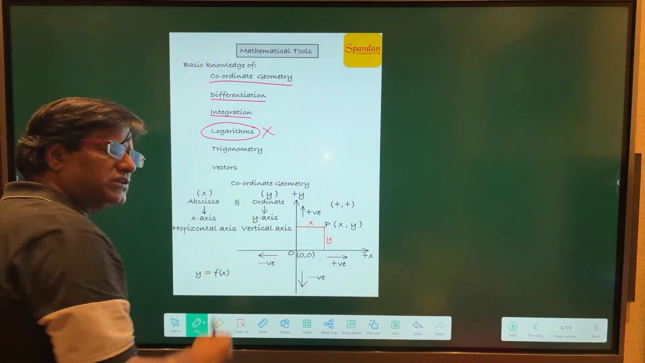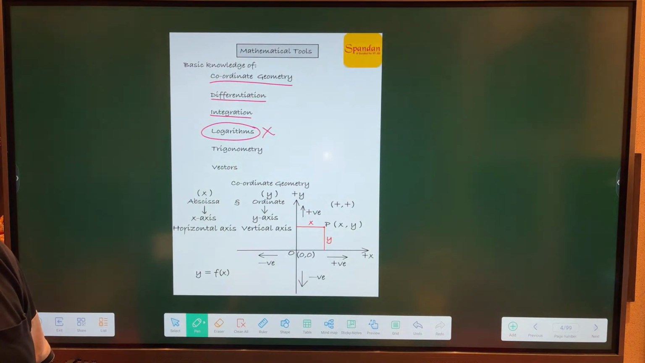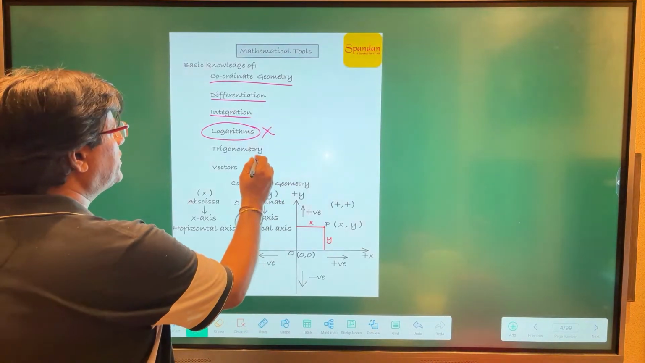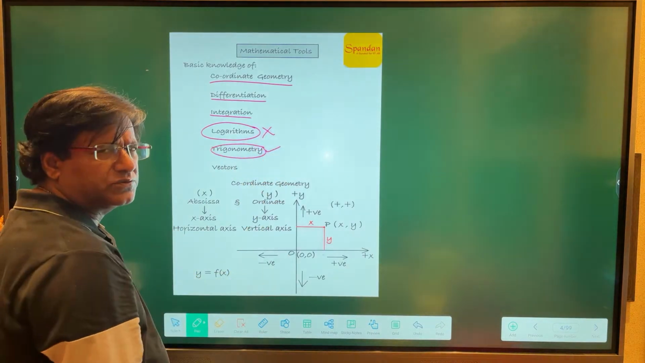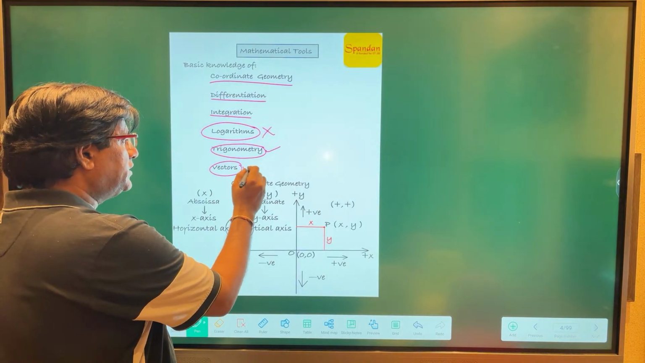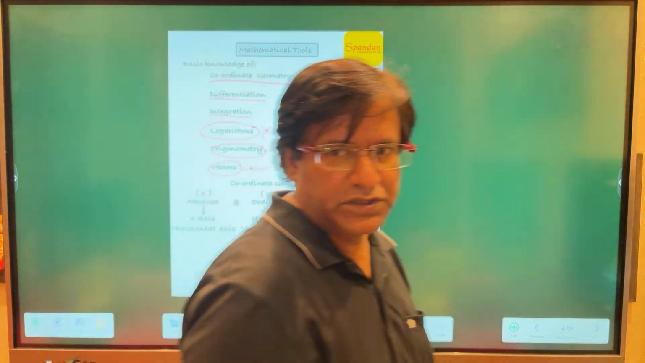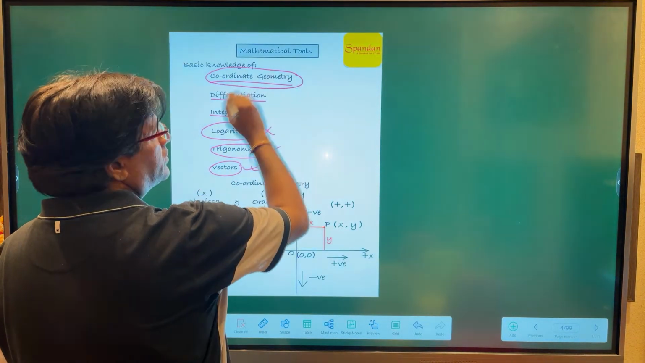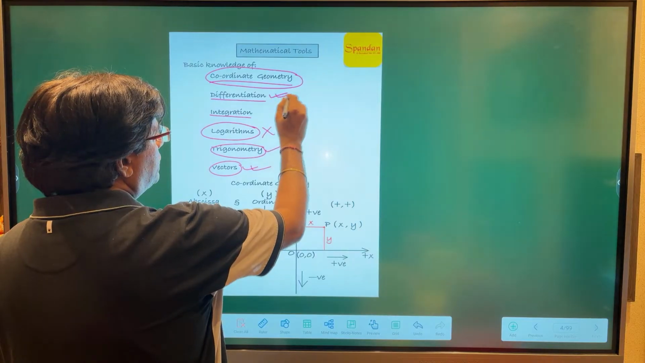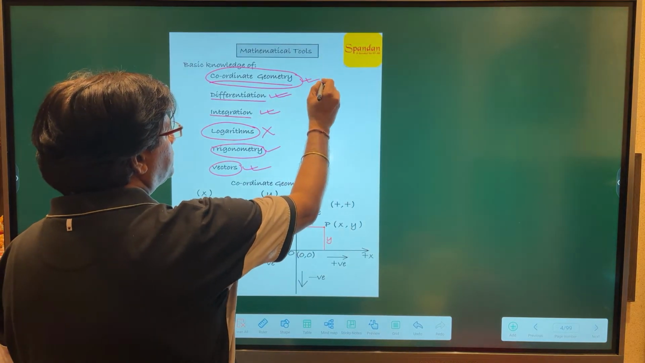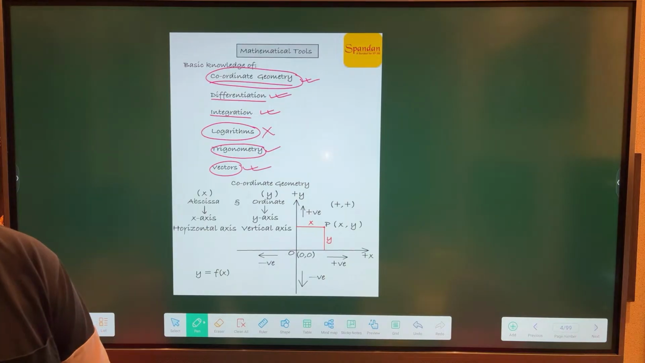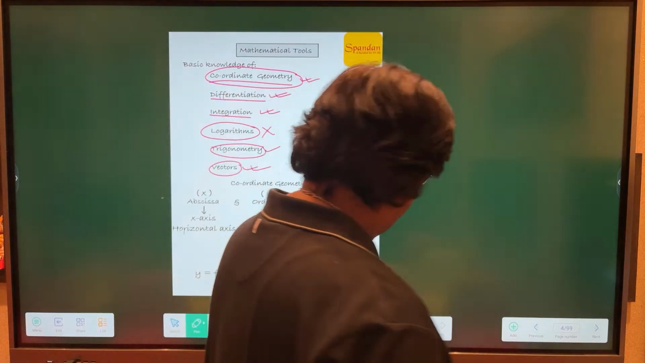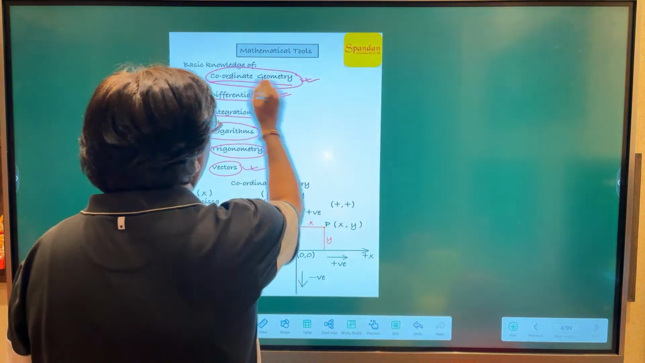Logarithms we will not deal with in a complete way; they will be dealt with in a maths chapter. Trigonometry, we are studying some basic trigonometry, and we will study vectors in detail, right? So for 11th understanding, you have to know the basic concept of geometry, then basic concept of differentiation, then basic concept of integration, right? These are the topics which we are going to study. Clear? So let's start with the basic concept of coordinate geometry.